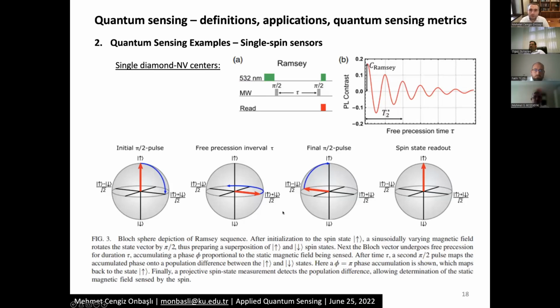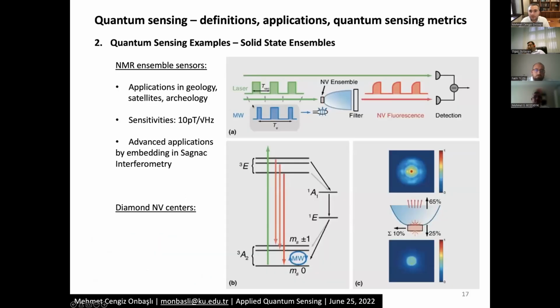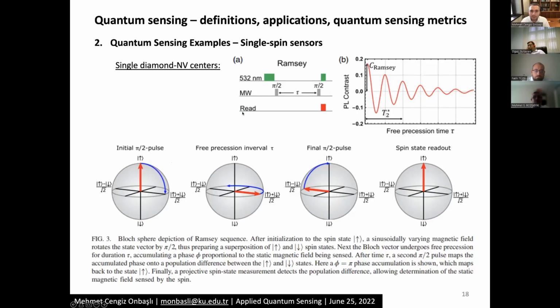So when it comes to single spin sensors, we are essentially giving up on using an ensemble of diamond NV centers, but instead we focus on only one pair of nitrogen and vacancy centers. So we are essentially doing what we call a Ramsey sequence, which means we are applying, again, laser and microwave pulses, but this time we are going to start introducing these kinds of sequence plots.